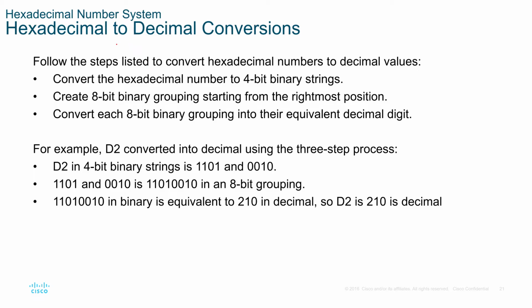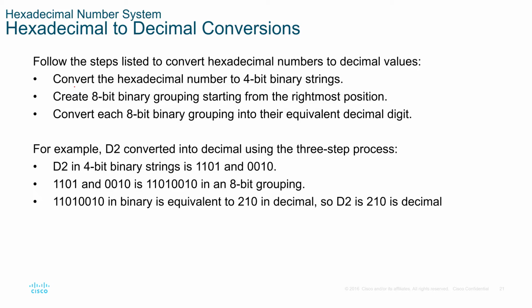We can also convert hexadecimal to decimal. It is much easier to go to binary as the first stop. So first we want to convert the hexadecimal number to 4-bit binary strings. We create the 8-bit binary grouping starting from the rightmost position and convert each 8-bit binary grouping into its equivalent decimal value. In this example, D2 is converted.